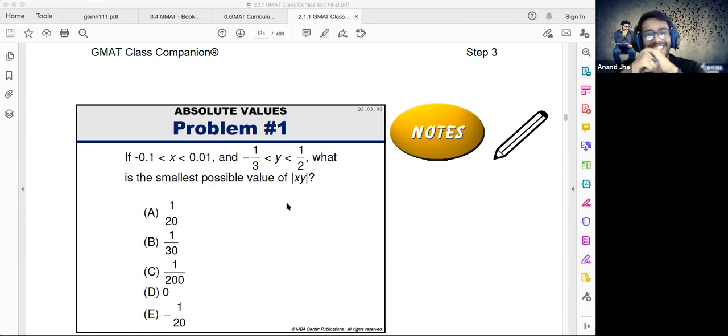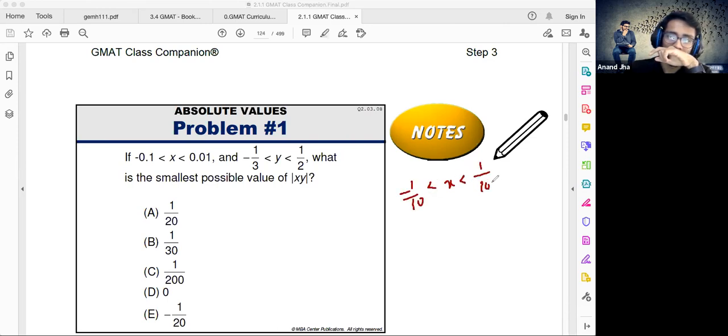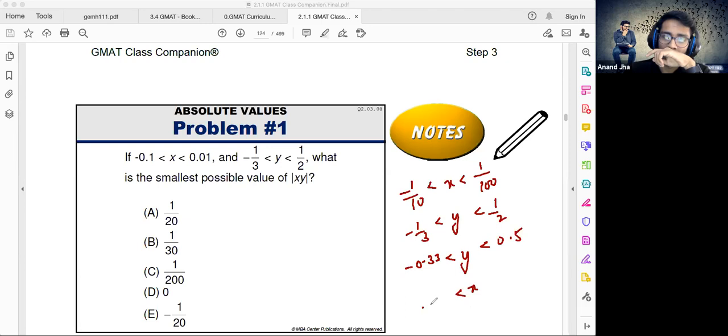Very good question and very interesting question. I'm just writing it. I'm not doing it. If you have a problem with fractions, just convert them to decimals to make things easier for you. Now you can see it easily. Smallest possible value of xy.